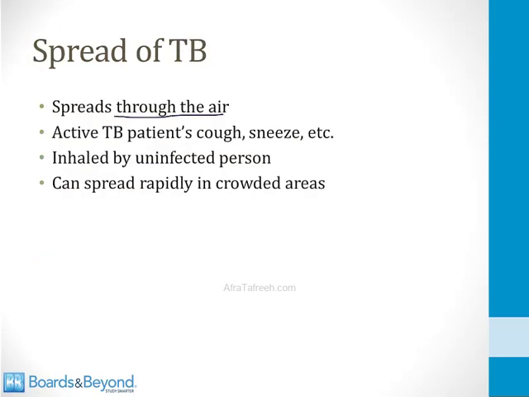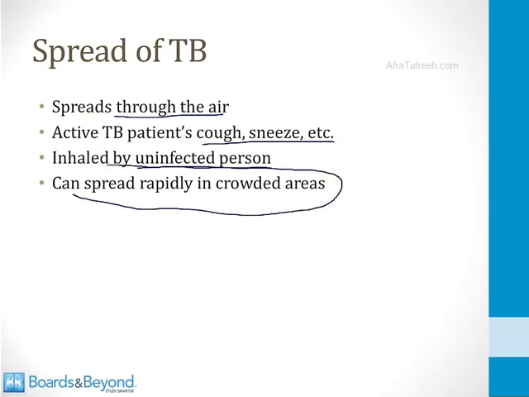Tuberculosis spreads through the air. If a patient with active TB coughs or sneezes, then they can pass on the bacteria when they get inhaled by an uninfected person. This can particularly be a problem in very crowded areas, especially if people have poor nutrition and they're underfed. They can have a weak immune system and they're very susceptible to infection with TB, and it can spread rapidly.